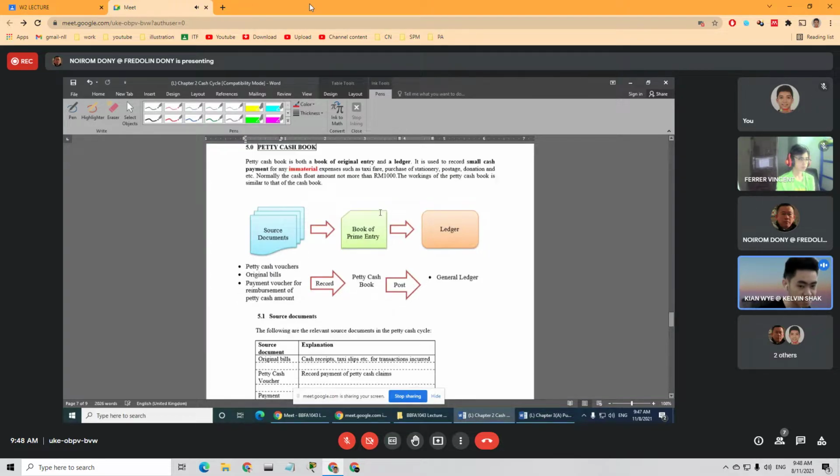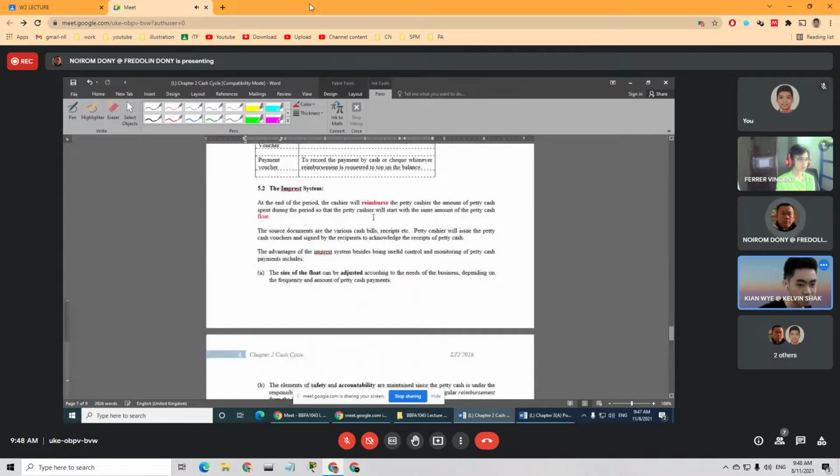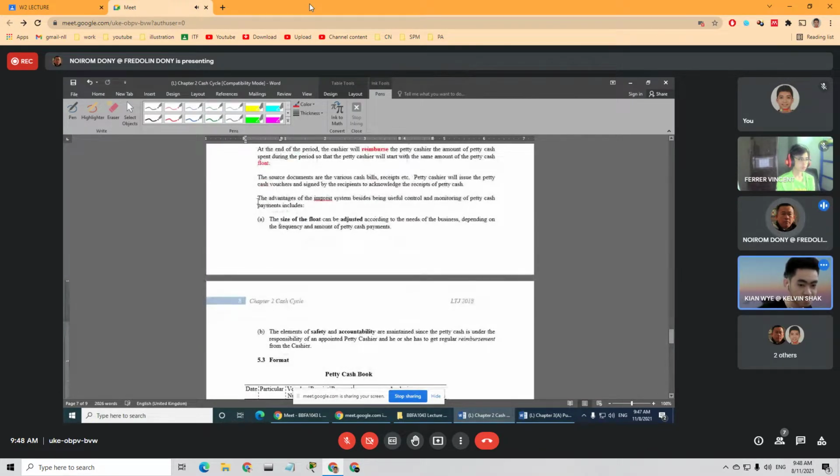do they sometimes also consider it, do they make this an exception? Based on this characteristic advantage, the size of the float can be adjusted. Okay, so that is depending on the previous month. In the previous month, if we frequently use the petty cash to make payment, then we can increase the float.